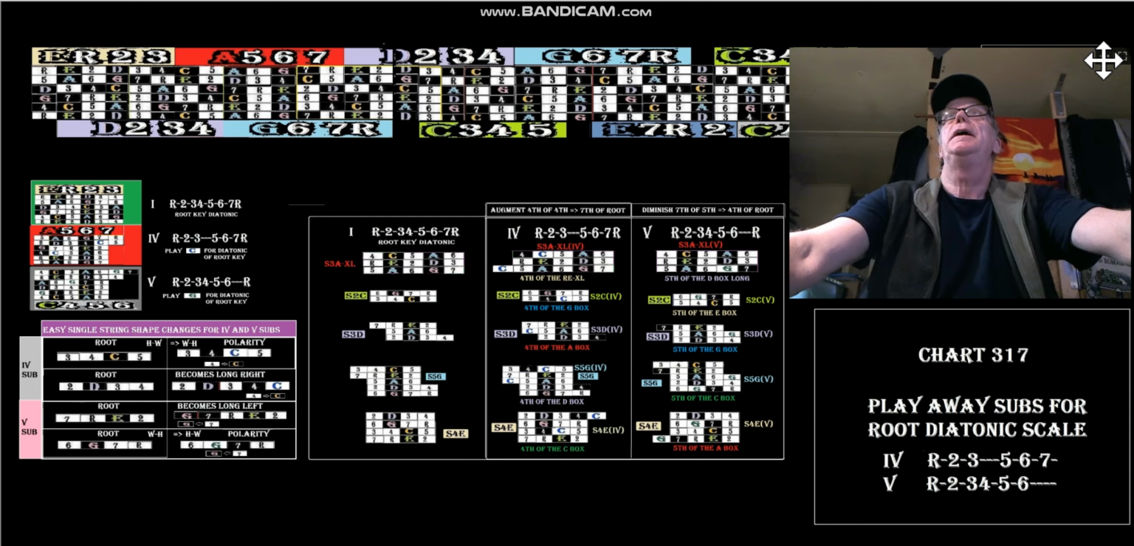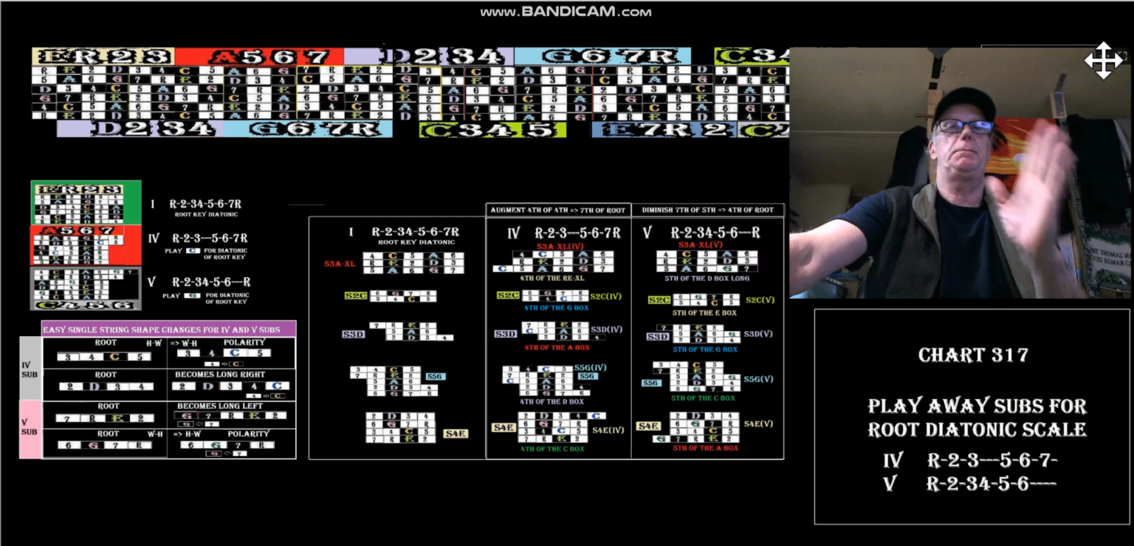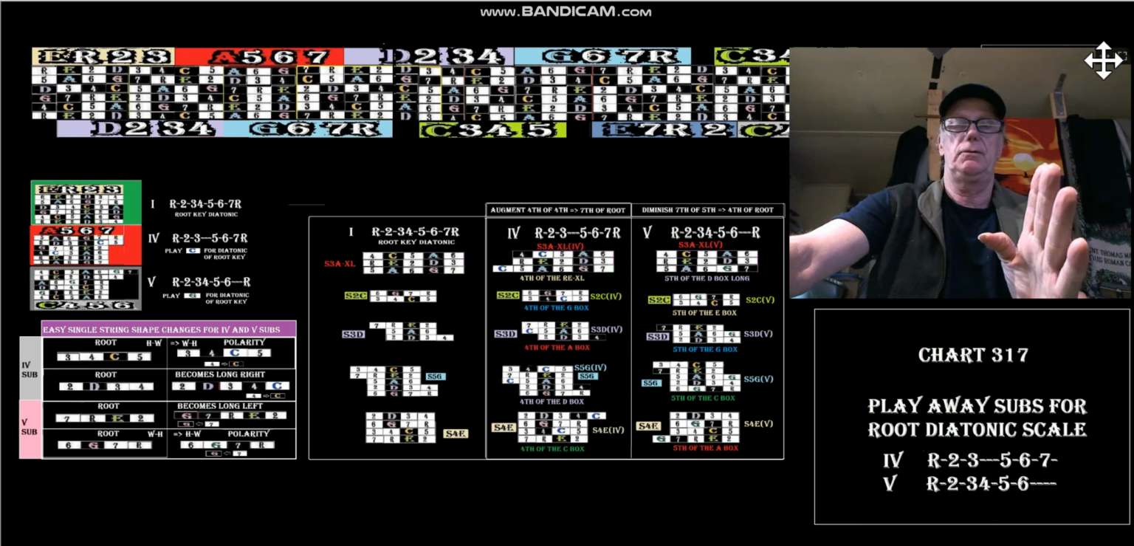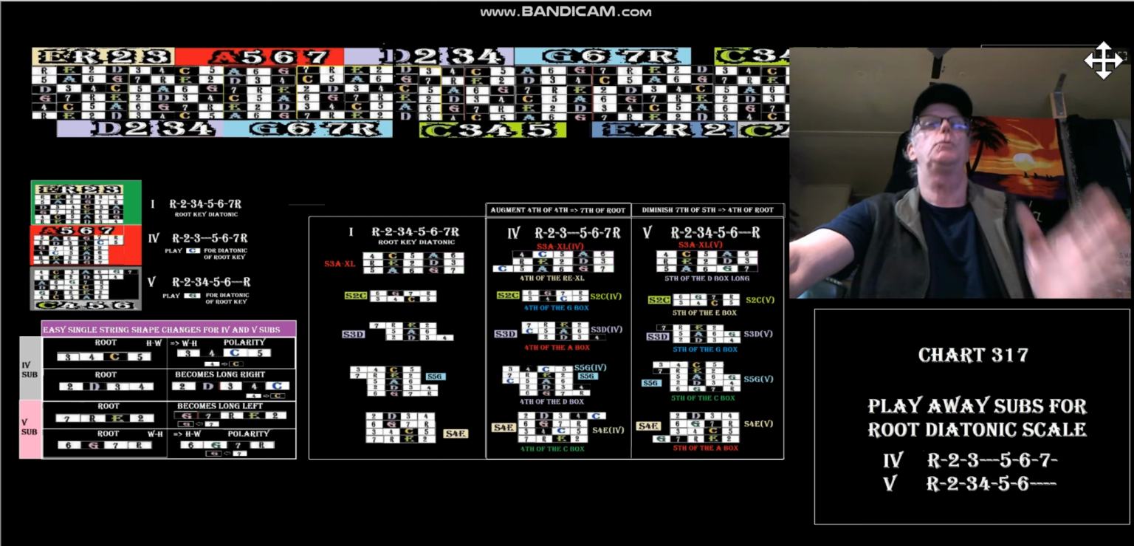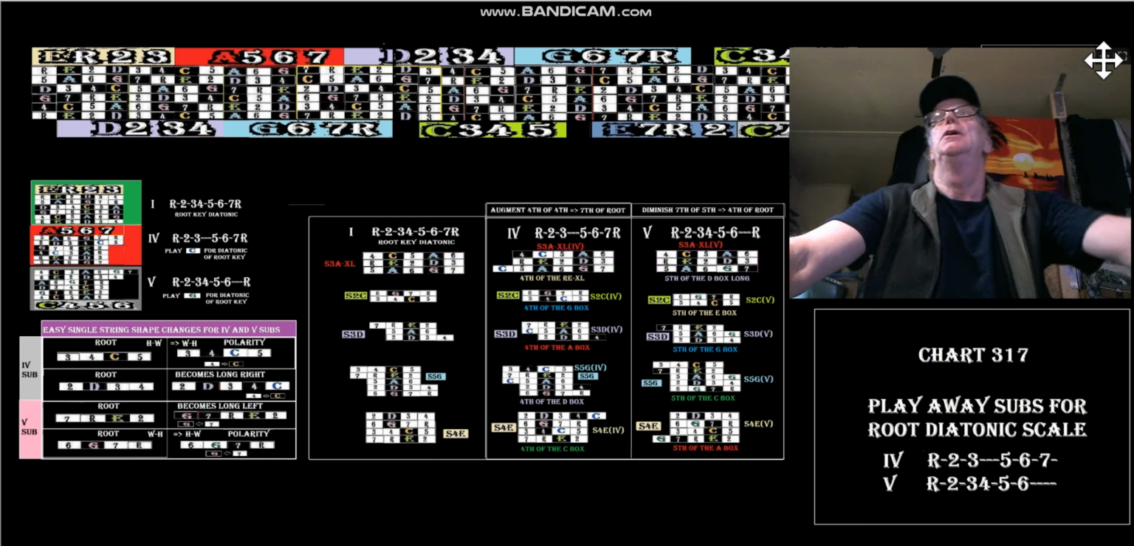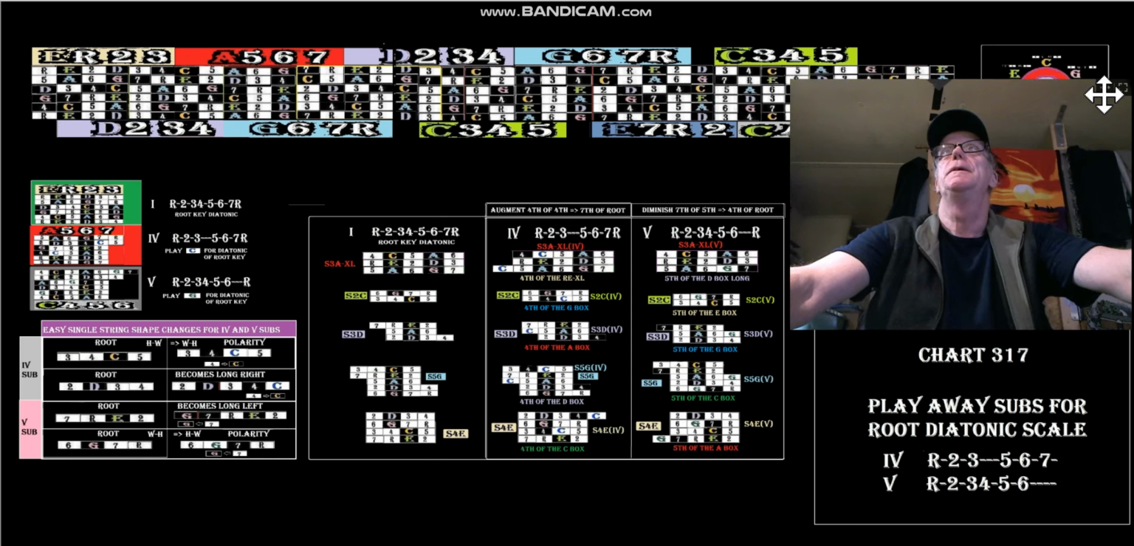Here we are, chart 317. Play away subs. Play away, positive. We want to play. We don't want to say don't play. We want to play. Subs for root diatonic scale. Fourth, root 2, 3, 5, 6, 7. Fifth, root 2, 3, 4, 5, 6.